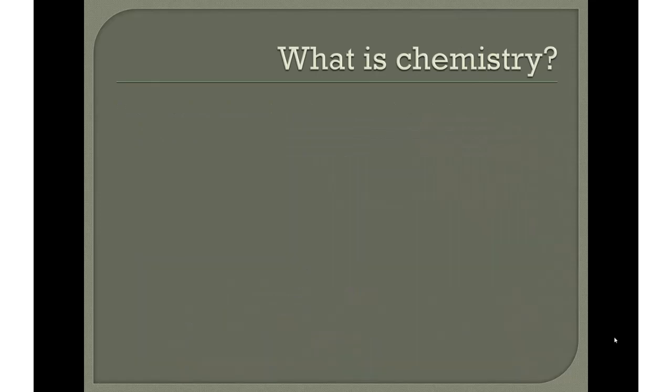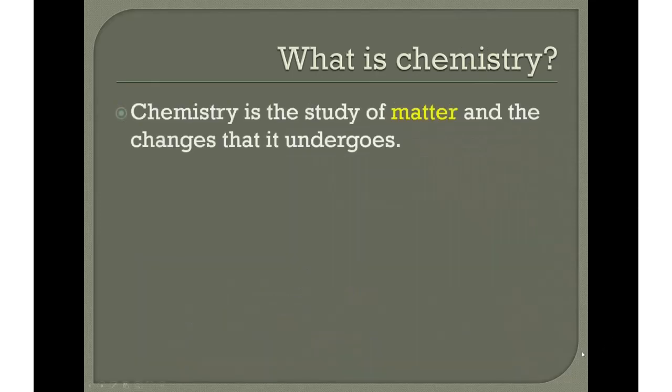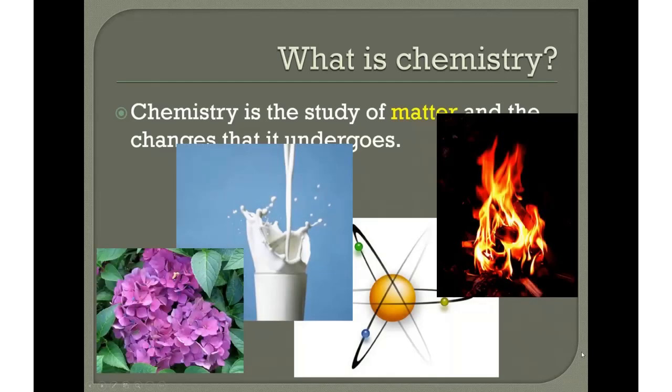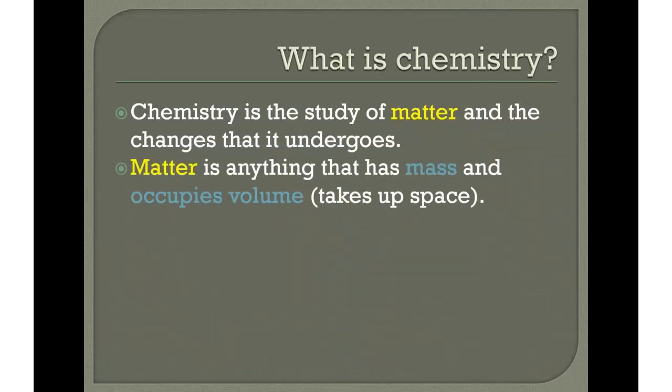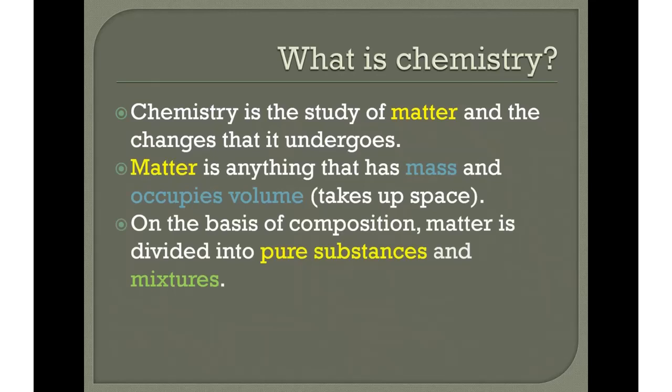So what is chemistry? Chemistry is the study of matter and the changes that it undergoes. All of this around us and what you see is chemistry, right? Matter is anything that has mass and takes up space. Anything that has mass and occupies volume. And on the basis of composition, matter is divided into pure substances or mixtures. I guess a better way to say that is matter is classified as pure substances and mixtures.